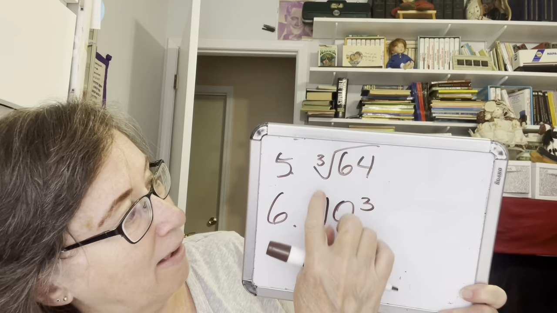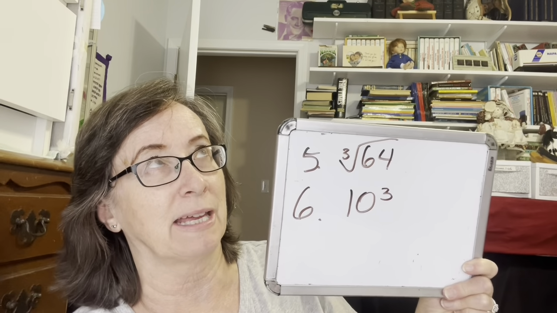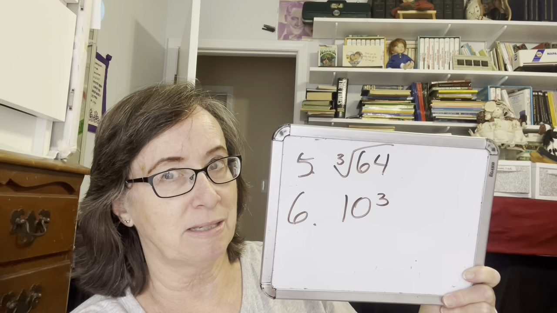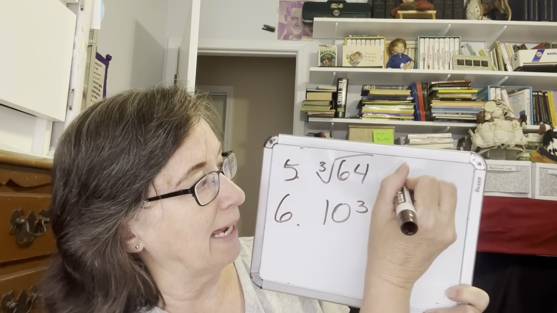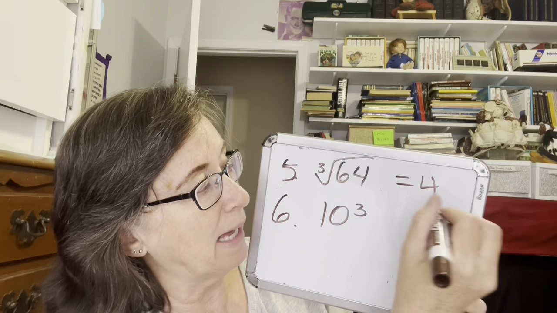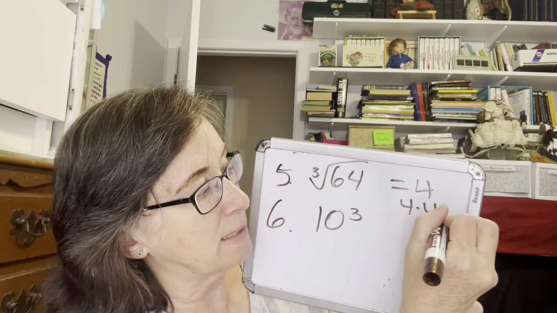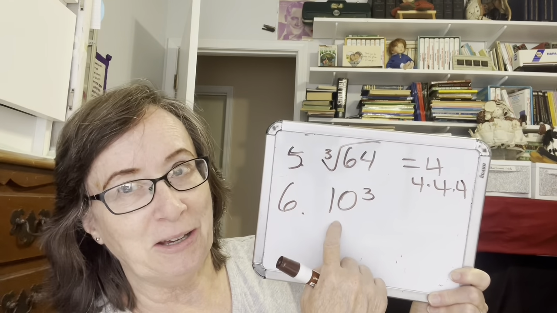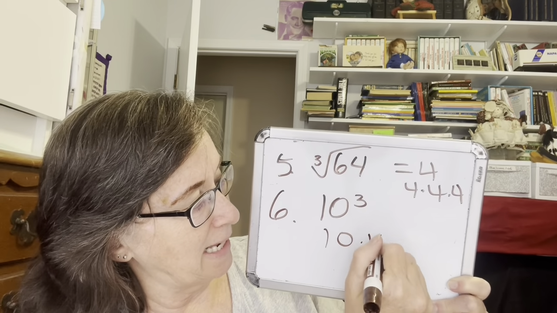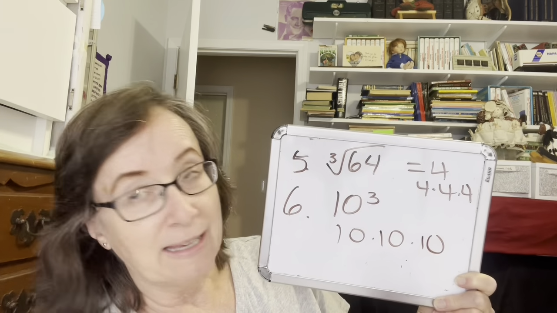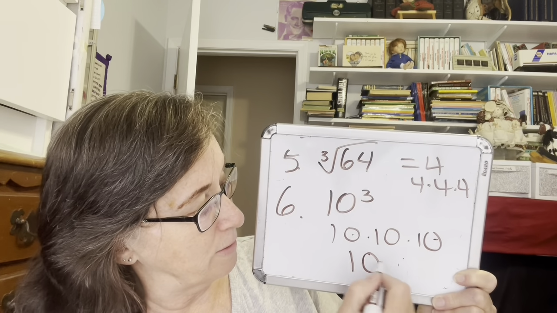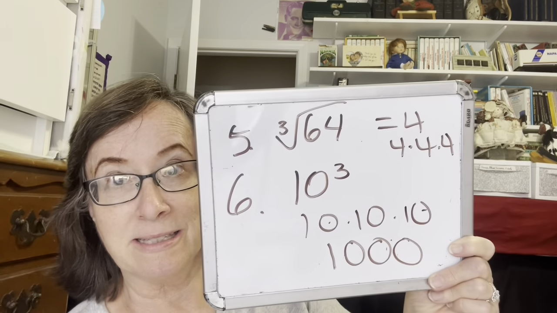And the last little bit says simplify. We have the cubic root of 64. So we have to think, okay, what multiplied by itself 3 times is going to give us 64? And the answer is 4, because 4 times 4 times 4 gives us 64. And 10 cubed means 10 times 10 times 10. And that's going to be, remember, you put down the 1 and then you count how many zeros. That's going to be 1,000.